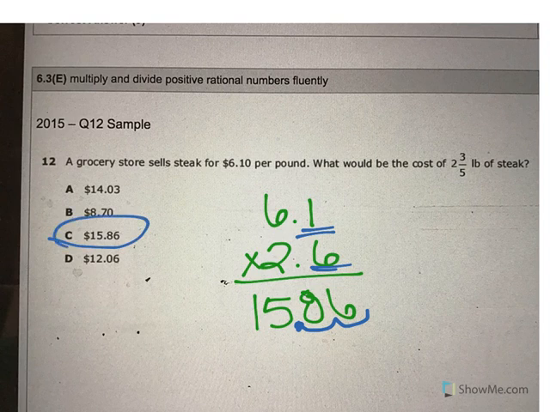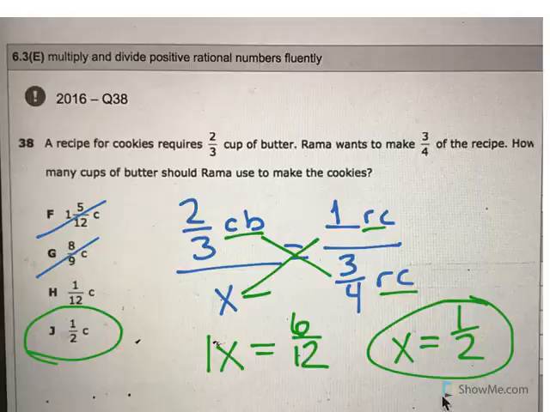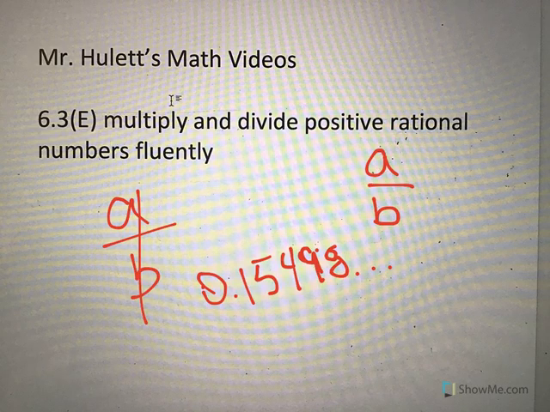All right. Well, this concludes this video on multiplying and dividing positive rational numbers fluently. So hopefully this has helped.